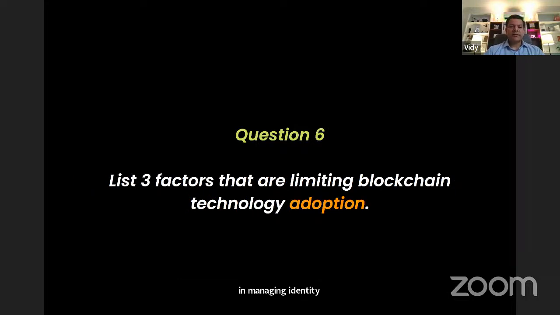Question 6, here I want you to list 3 factors that are limiting blockchain adoption. This is one very big challenge that we are facing in this area, and work is happening to improve adoption and resolve these issues. So maybe you can list some ideas here.